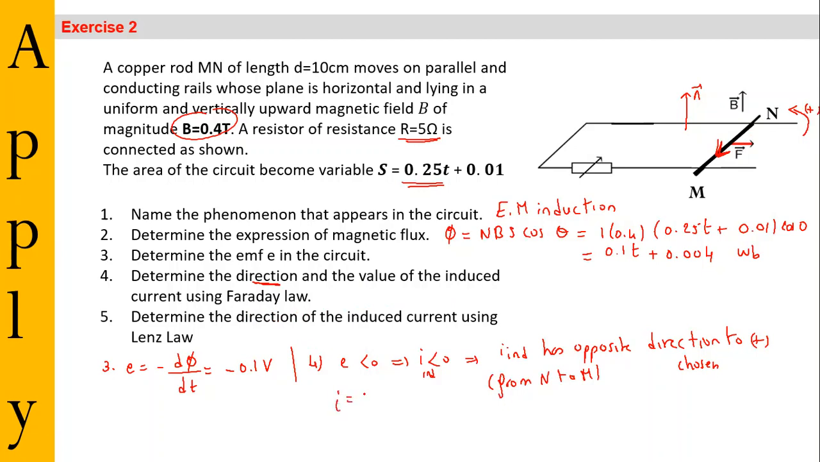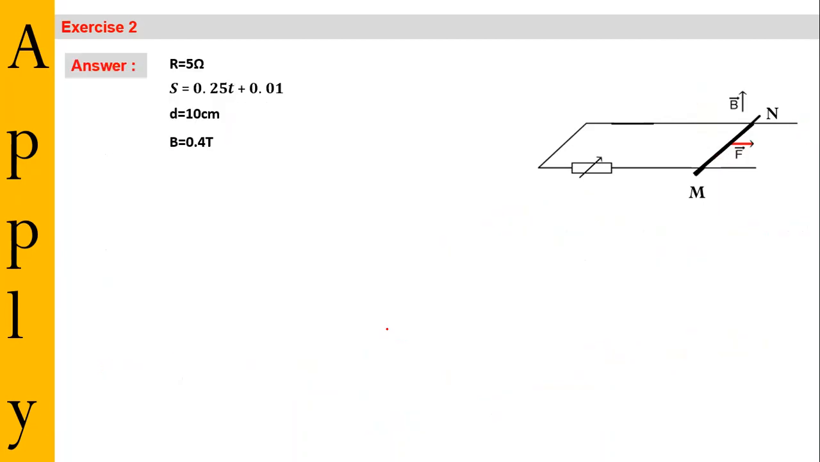And I want to find also the value of the current. So I is equal to E over the resistance, which is minus 0.1 over the resistance, which is 5. So we'll get equal minus 0.02 ampere. Now the last question is determine the direction of the I induced current, but using now Lenz's law.